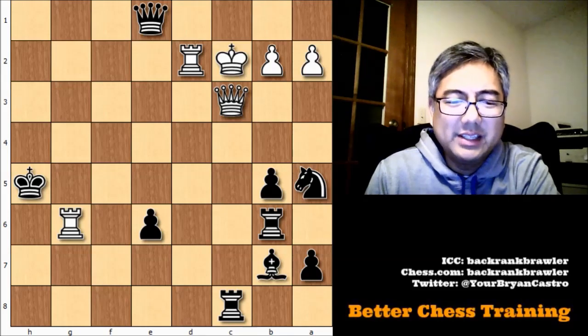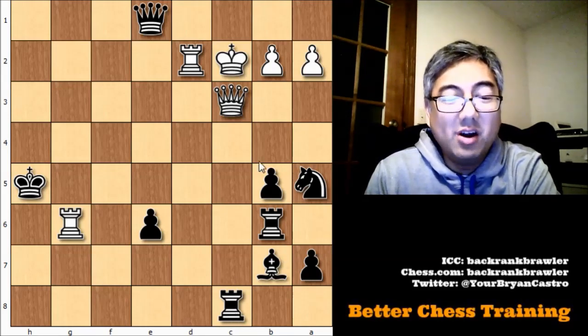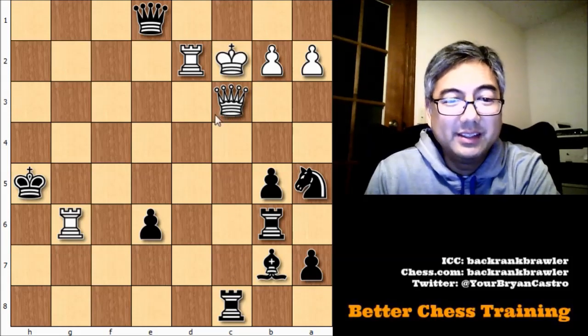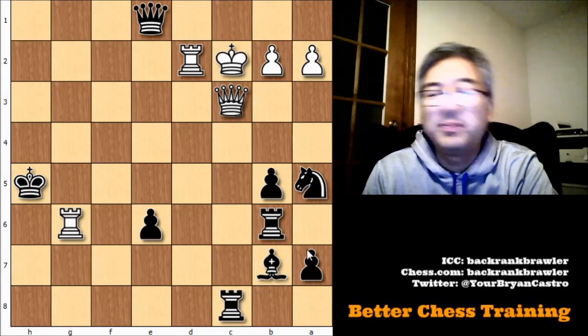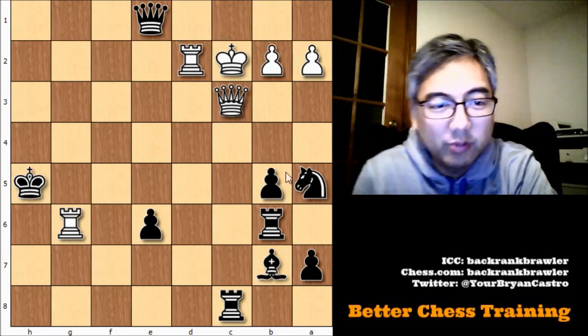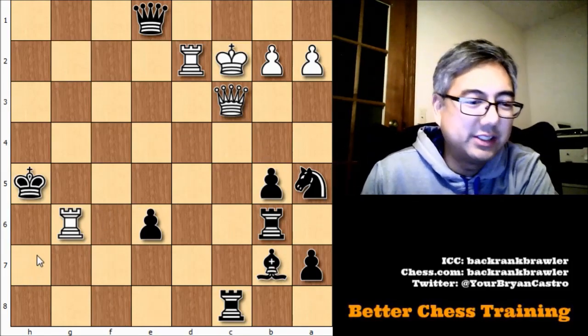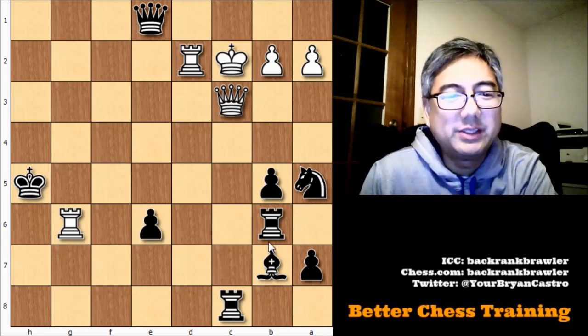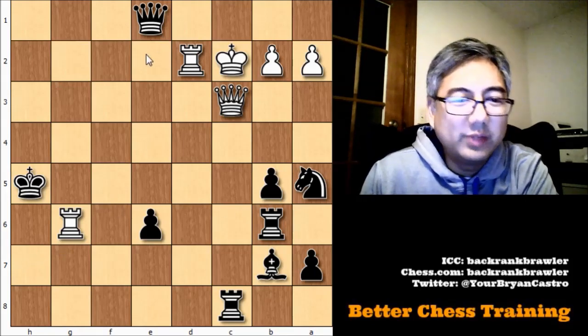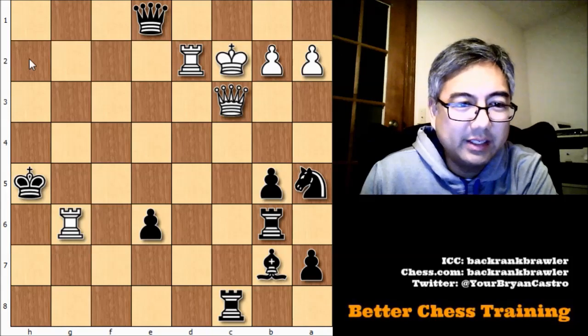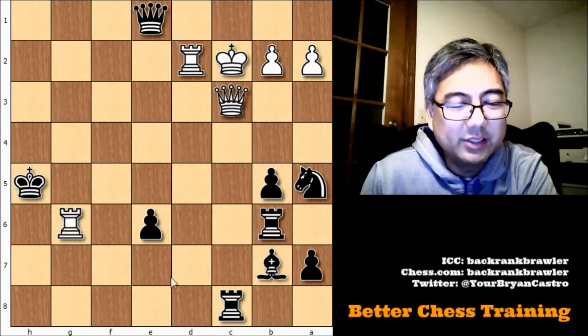So the idea here is that we know that we will be ahead in material as long as we can eventually capture this queen, right? Because then we'll be up queen for a rook. And we had just captured this minor piece. We just have to make sure we're not going to get mated. Now, of course, white's not going to be able to checkmate here because this rook is hanging.